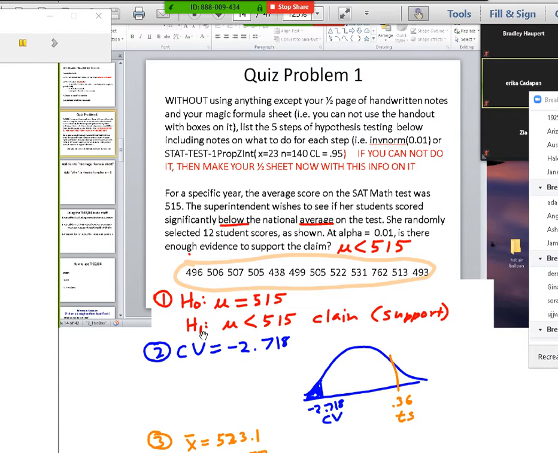So that means that H1 has to be my claim, less than. I have to make H1 into my claim: mu is less than 515. So that's my claim. And because H1 is my claim, I'm going to use the word support later on. So put the word support in parentheses here. If you didn't do it, do it now.